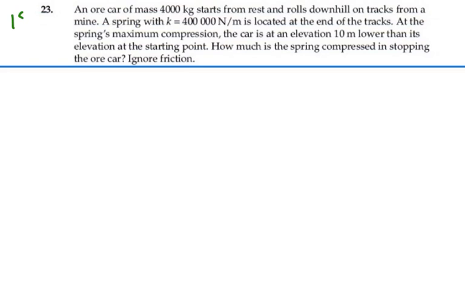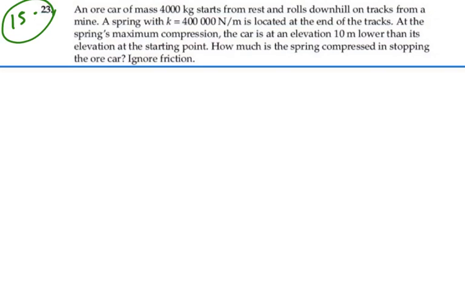Here's problem 1523. An ore car of mass 4,000 kilograms starts from rest and rolls downhill on tracks from a mine. A spring with spring constant 400,000 newtons per meter is located at the end of the tracks. At the spring's maximum compression, the car is at an elevation 10 meters lower than its elevation at the starting point. How much is the spring compressed in stopping the ore car?